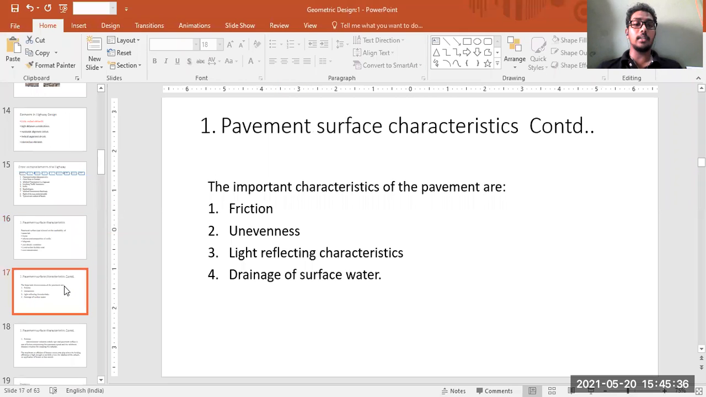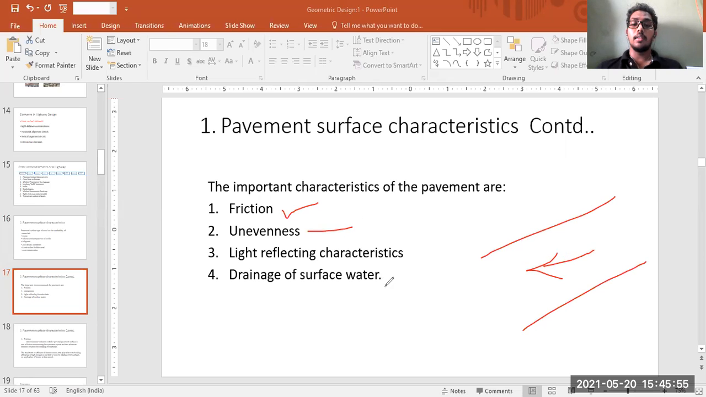And one of the important characteristics a pavement texture has, a pavement surface has, is the friction. Yes or no? When we take a surface, the most important thing is its skid resistance. So that's a primary thing we need to take care of.